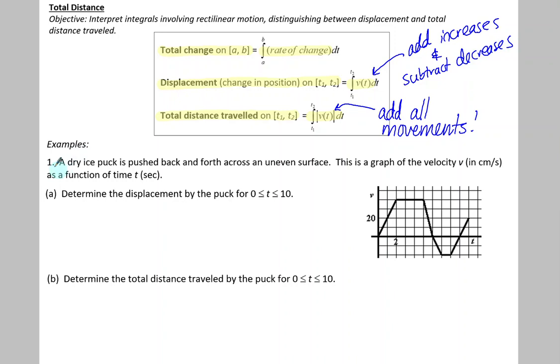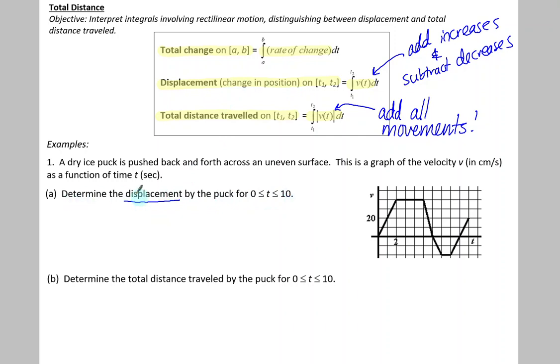For example, number 1, a dry ice puck is pushed back and forth across an uneven surface. This is a graph of the velocity v in centimeters per second as a function of time t in seconds. Here is the graph of velocity versus time. Notice that on the x-axis we're counting 1, 2, 3, 4, etc. And on the y-axis we're counting 10, 20, 30, 40, etc. A. Determine the displacement, that's the change in position, of the puck for 0 to 10.